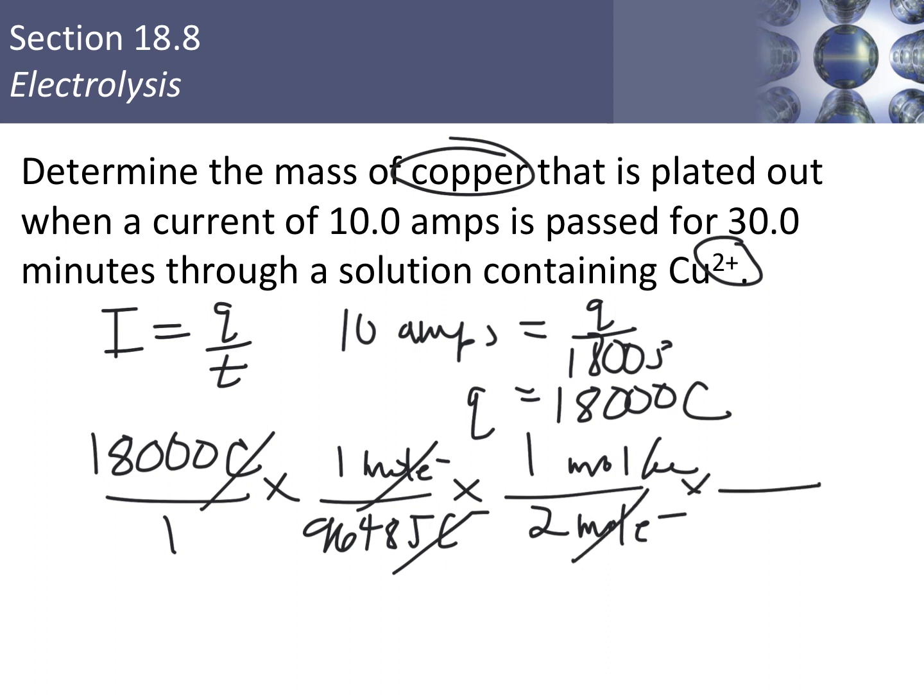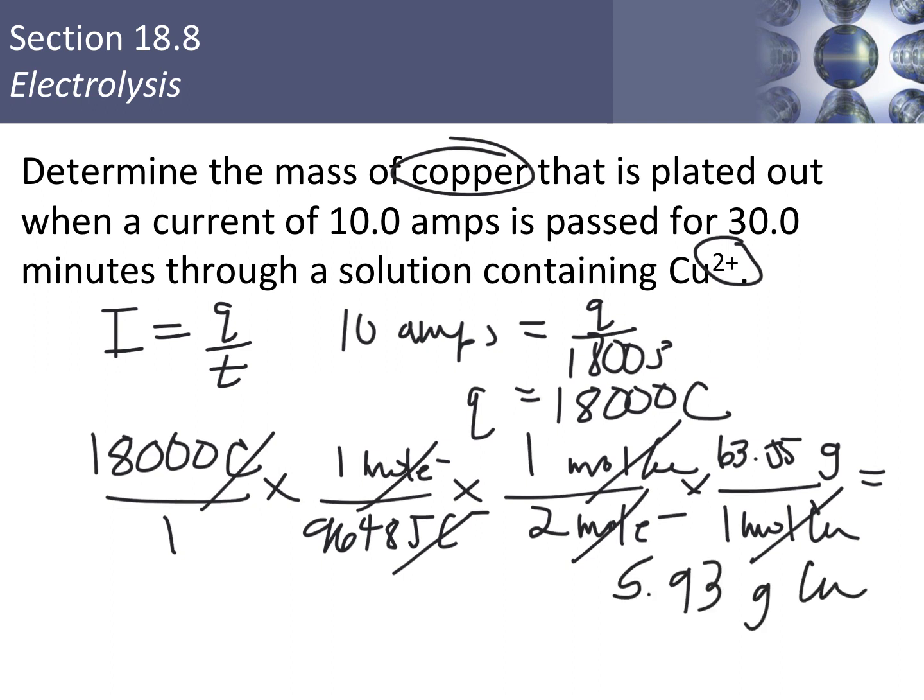And then we can cancel our moles of copper and go to grams of copper by using the molar mass from the periodic table, which is 63.55 grams. And then we just have to calculate our answer. 5.93 grams of copper.